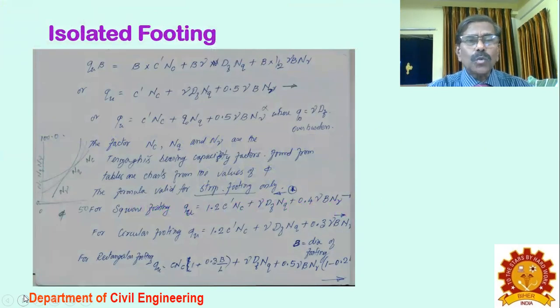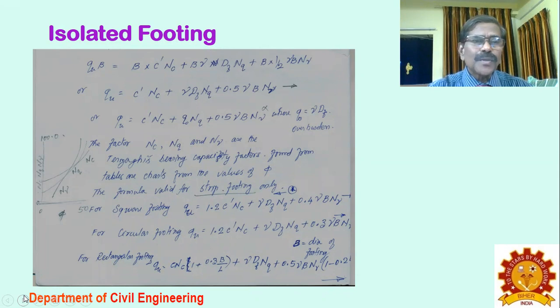The basic thing we have to know is to start from the bearing capacity of the soil. For example, the first and foremost footing we are going to start with is the isolated footing. For isolated footing, the bearing capacity is given by q = c' Nc + gamma Df Nq + 0.5 gamma B N gamma, which is called the Terzaghi bearing capacity equation.